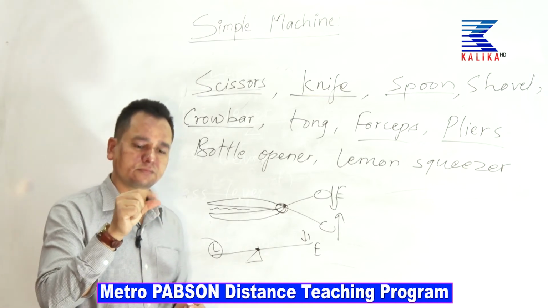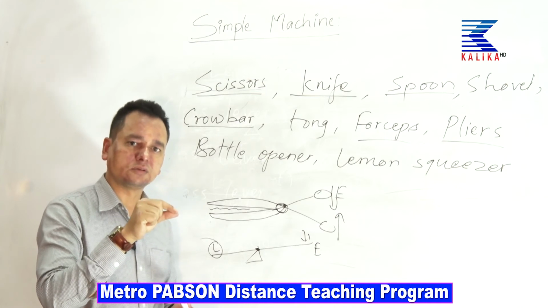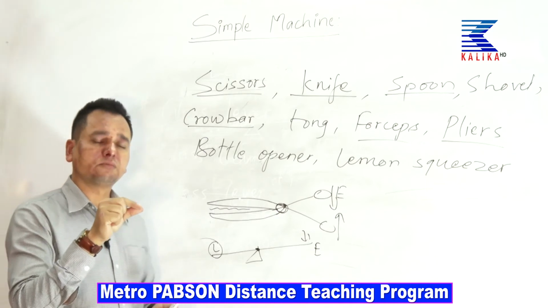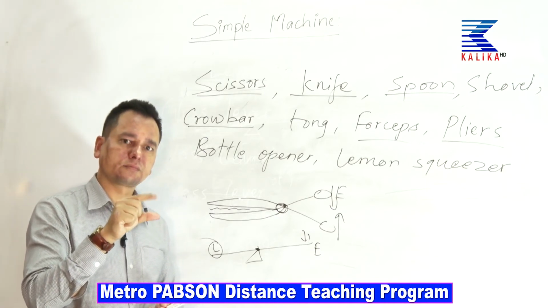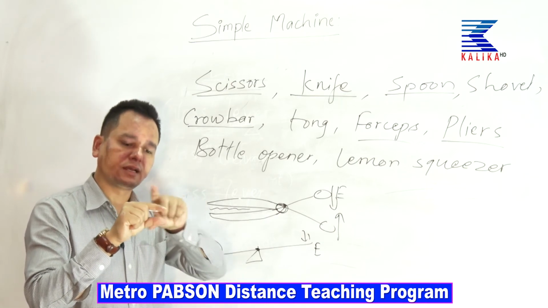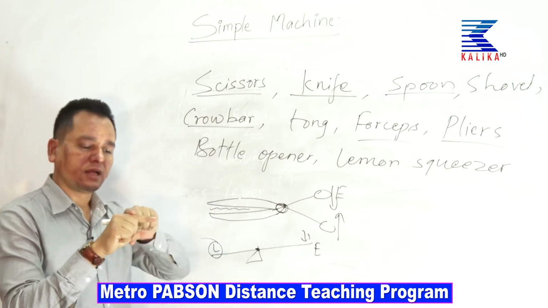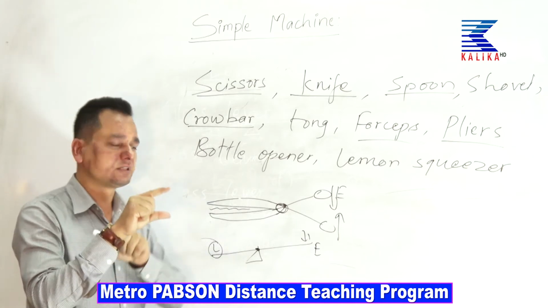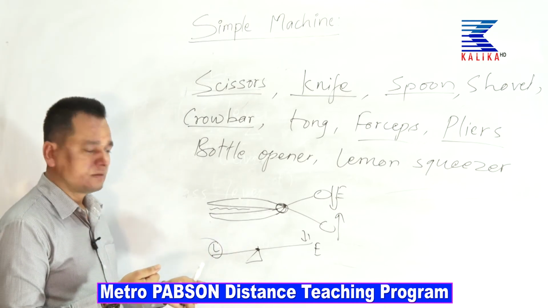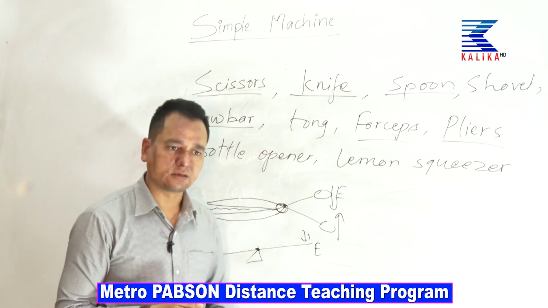Tongue. Forceps, sugar tongue, fire tongue. Right? So there are different types of tongues. How do we use the tongue? While using the tongue, see, we apply effort here, load lies here: effort, load, and fulcrum. So which class is it? Third class. Effort lies in between load and fulcrum, so this is third class lever. Pliers, that is similar to scissors. Bottle opener, lemon squeezer.